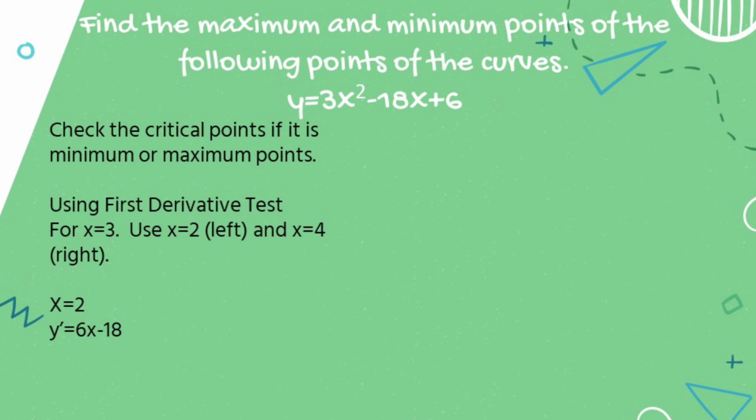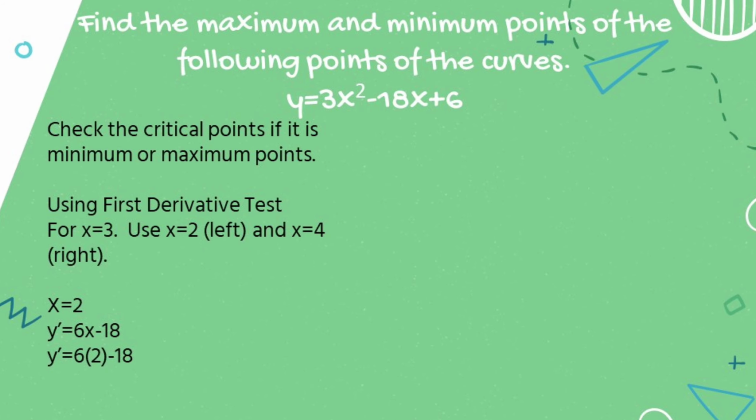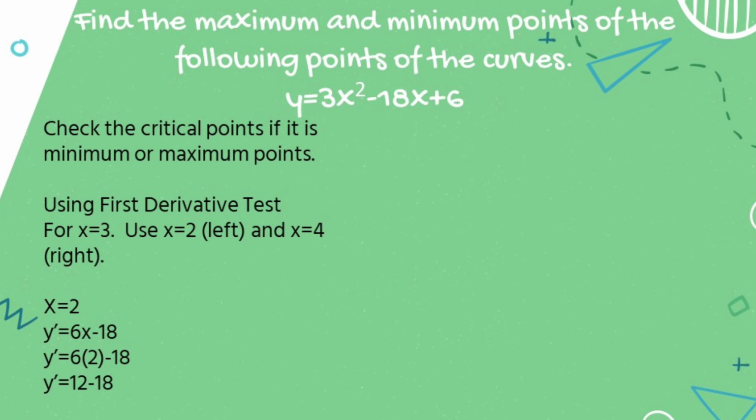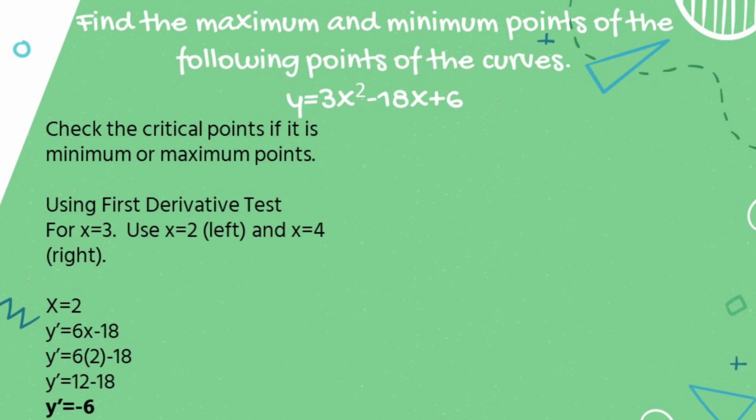That's why we have y prime equals 6 times 2 minus 18. Then 6 times 2 is 12. That's why we have y prime equals 12 minus 18. Then 12 minus 18 is negative 6. That's why y prime equals negative 6.